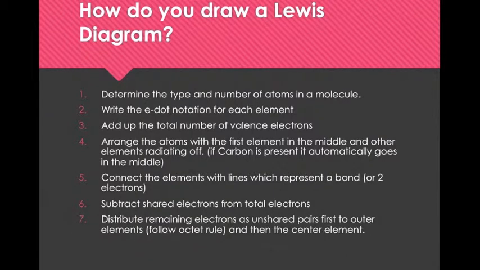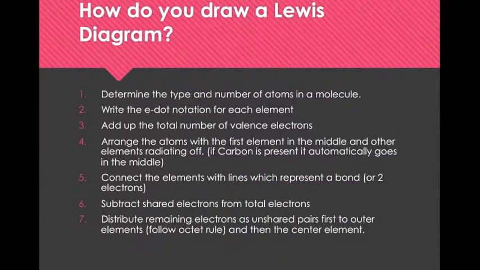Next, arrange the atoms with the first element in the middle and the other elements radiating off of it. The only exception to this is carbon, so if carbon is present in the molecule, then it automatically goes in the middle. Once the elements are arranged, connect the radiating elements to the center element with lines to represent a bond, or a shared electron.